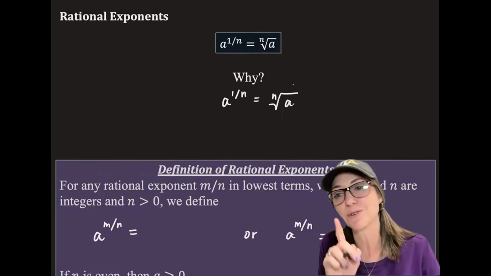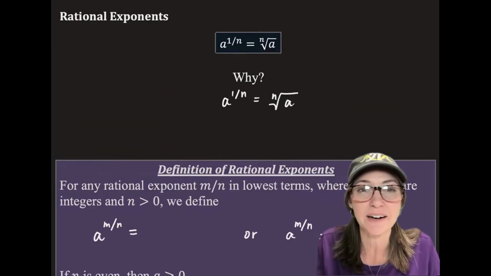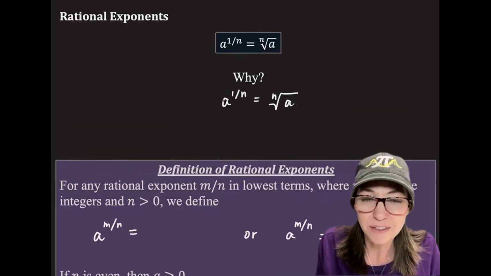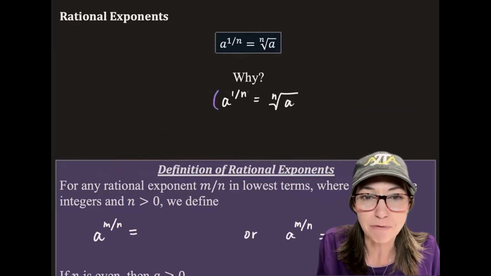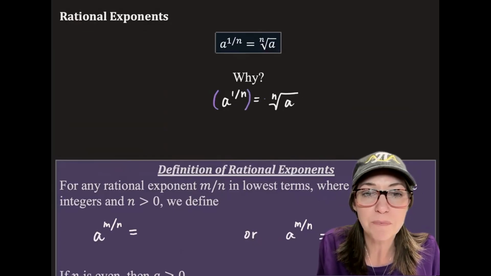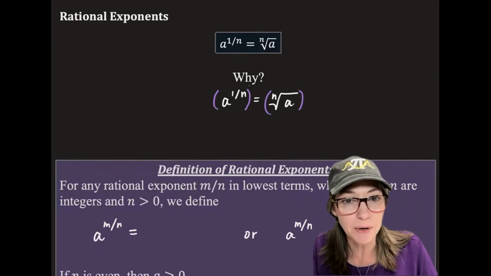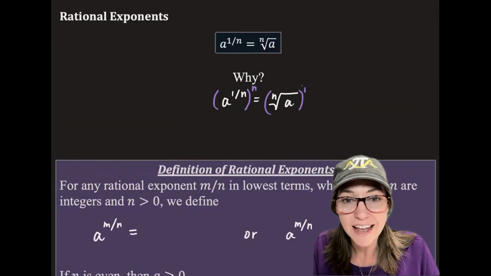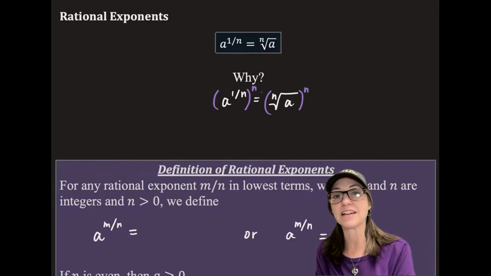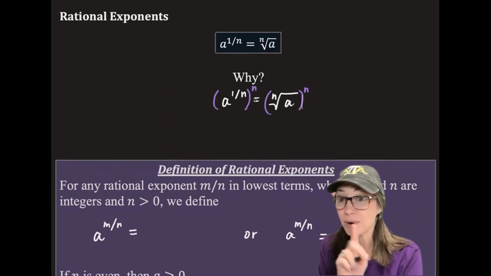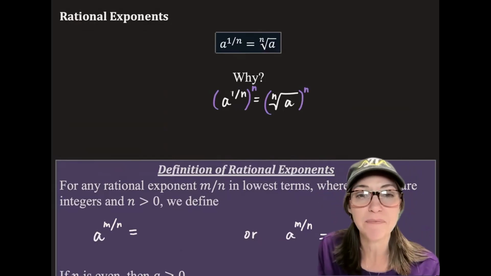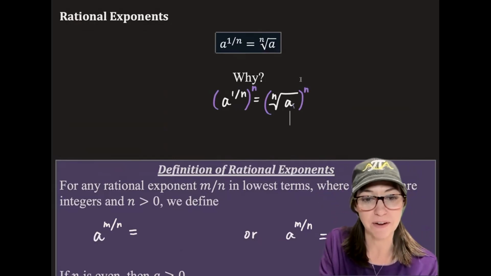And what I'm going to do is suppose it's true, and then you'll see that, oh, it does work. Okay, so a little bit backwards as far as proofs go. This is not a formal proof, right? But what I'm going to do is raise both sides of this equation to the same power. That power is n. So a to the 1 over n to the power of n, let's see what happens, right? We're going to suppose it's true and see what happens, okay? And the nth root of a to the power of n.